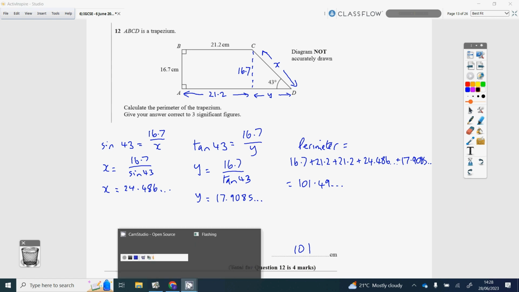Okay, so we've got 16.7, we've got 21.2, we've got x of 24.486, we've got 17.989805. So all our sides around the outside, add them all together, we get 101.